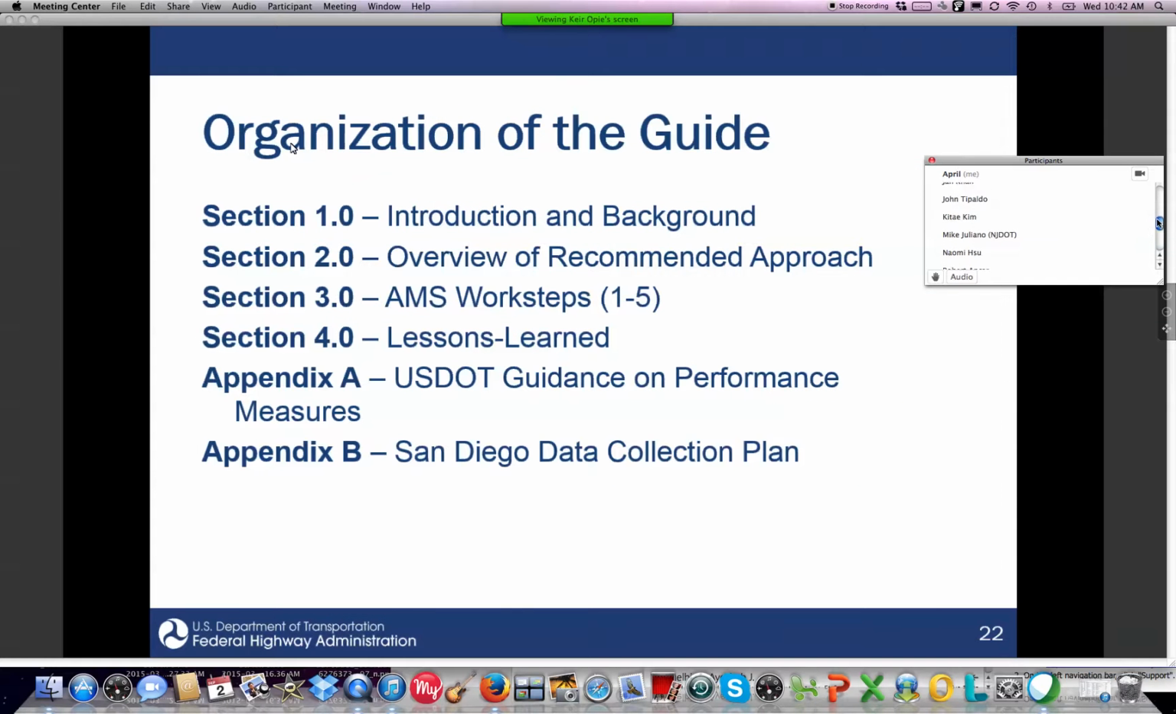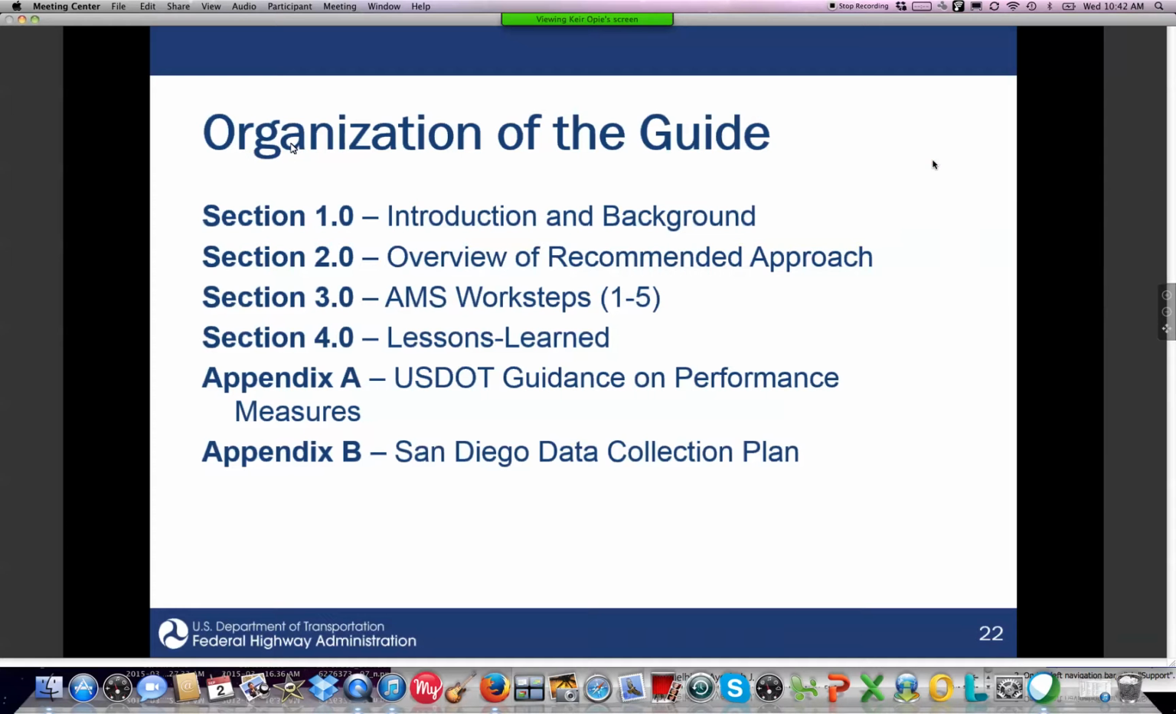So the organization of the guide is a little bit of intro background, an overview of the approach, and then it starts to look at the 5 distinct AMS work steps, which we'll go through here. And it also presents all of the lessons learned from the pioneer sites.